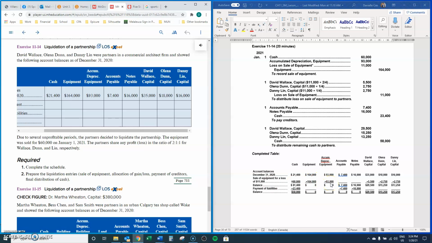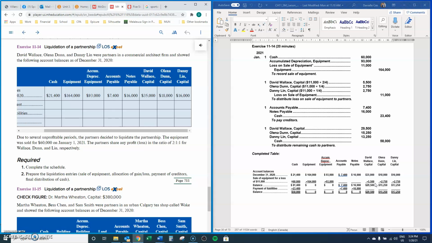So they end up selling the equipment. $164,000 is the cost of the equipment less the accumulated depreciation, so it is on the books for $71,000, and they sold it for $60,000. So they've incurred an $11,000 loss. That loss gets allocated out to the 3 partners based on the 2-1-1 ratio.